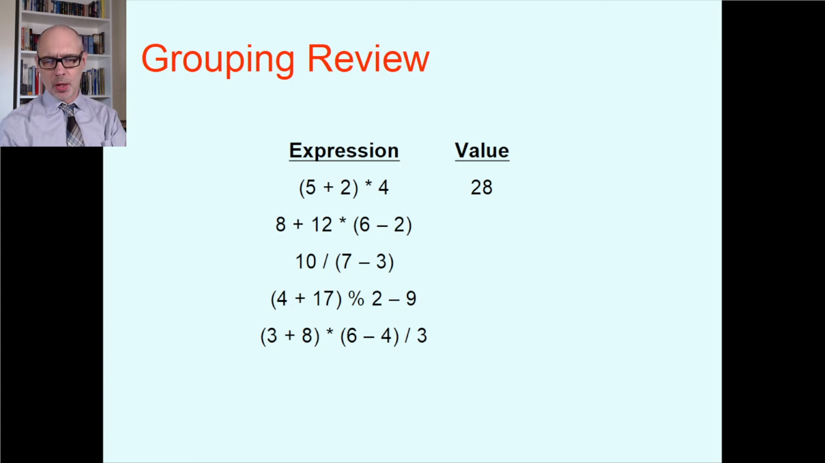So in the second one, I think 6 minus 2 happens first, that's 4. Then the multiplying happens, and 12 times 4 is 48. And then 8 plus the 48, I think, will be 56, right? Good. Okay, third one down. Thing in parentheses happens first, of course. 7 minus 3 is 4, okay?